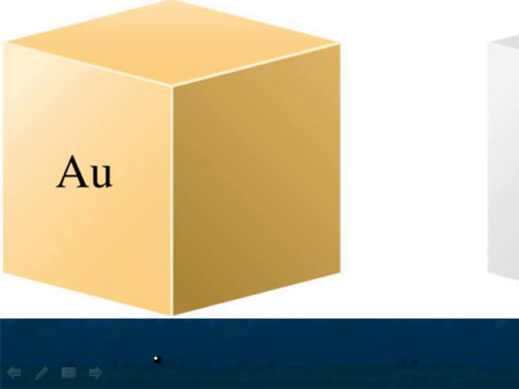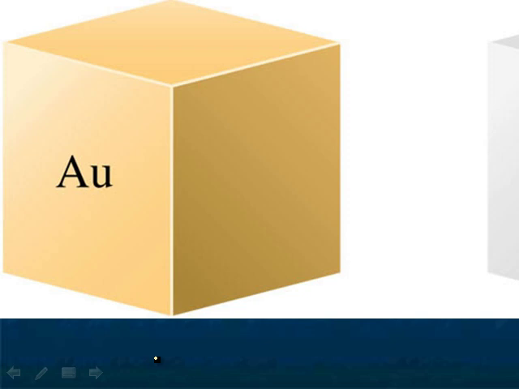So here are two equal-volume metals. As you can see from the size of the cube, one is gold, the first one, Au, the other one is aluminum, Al, and you can see that their volumes are the same. And it says gold has a greater mass than that aluminum. Okay, which one will have the greater density?